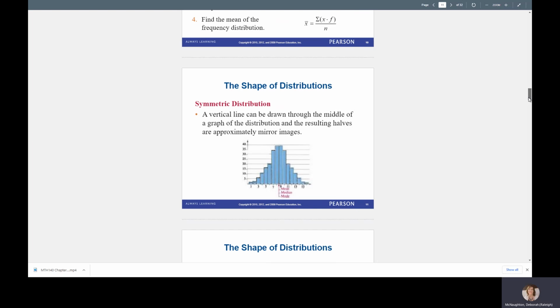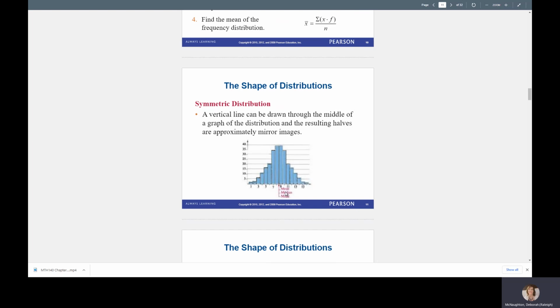Then our distributions can have different shapes. If the distribution is symmetric, remember, symmetric always means like a mirror image. So a symmetric distribution means I can draw a vertical line right down the middle, and the right side of that line is a mirror image of the left side. You can imagine I could fold this paper in half, and these are going to lay perfectly on top of each other. This is a symmetric distribution.